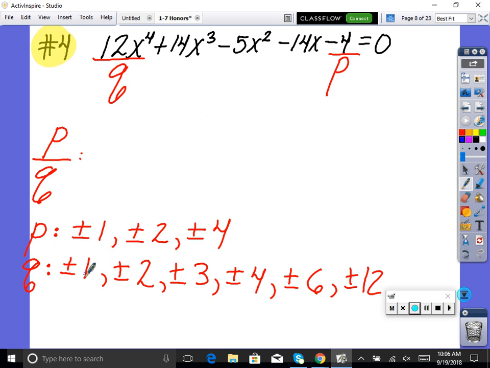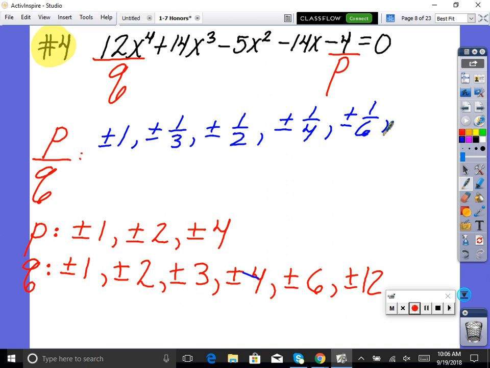So 1 divided by 1, 1 divided by 2, 1 divided by 3, 1 divided by 4, 1 divided by 6, 1 divided by 12. Write them all down. So we have plus or minus 1, 1/3, plus or minus 1/2 I missed, plus or minus 1/4, plus or minus 1/6, plus and minus 1/12. Those are possible rational roots. Yikes, that's a lot. That was just 1. Now 2 over 1, so plus or minus 2.